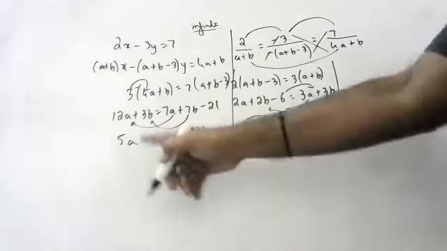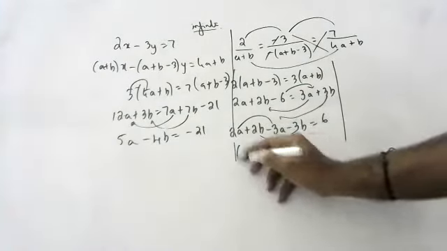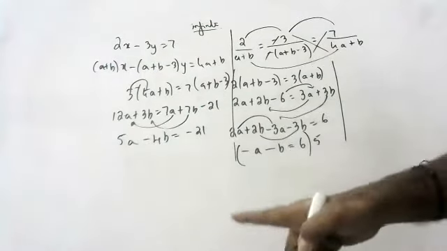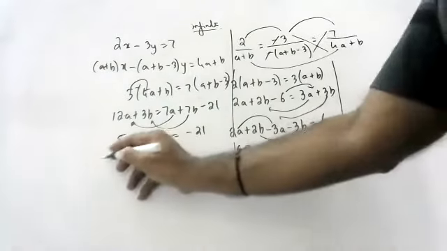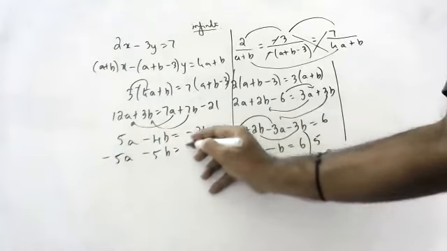Now you want to cancel a or b. If you want to cancel a, what should you multiply this with? Multiply with 5. If you want to cancel b, multiply with 4. Anything is okay, children. So minus 5a, minus 5b is equal to 30.